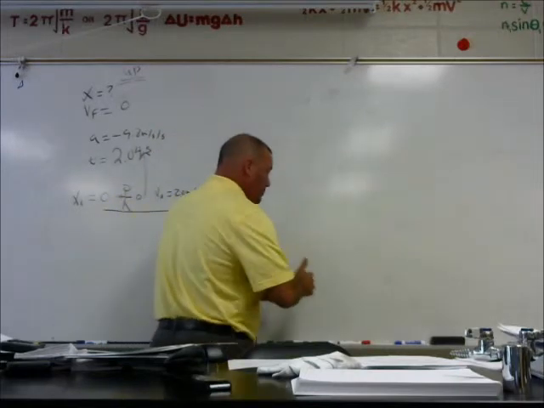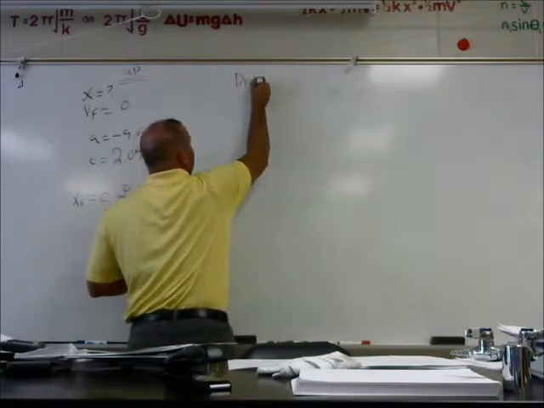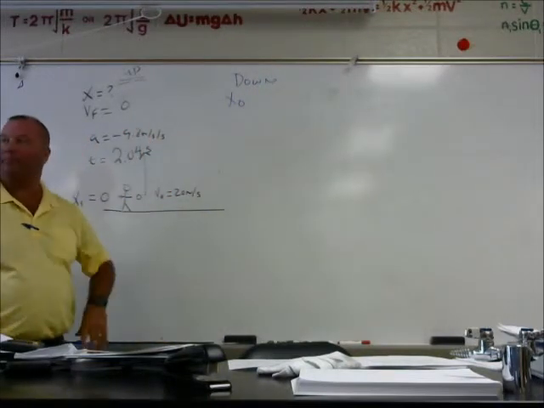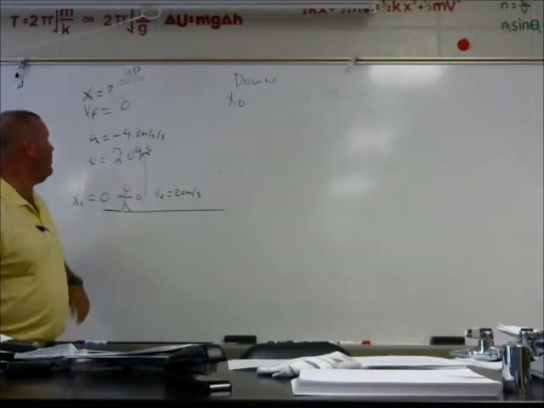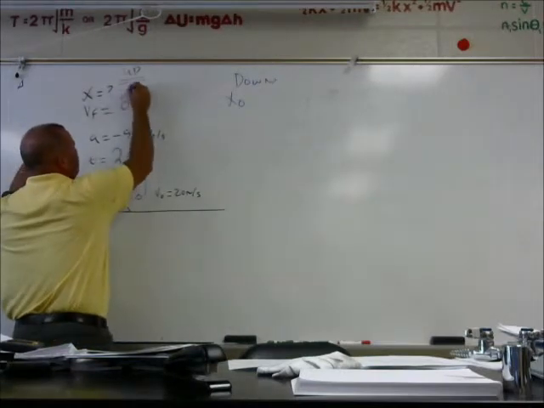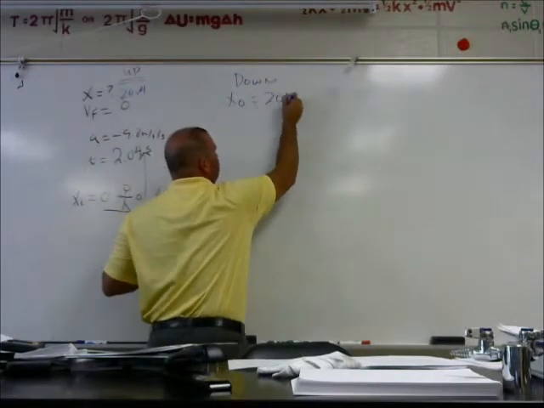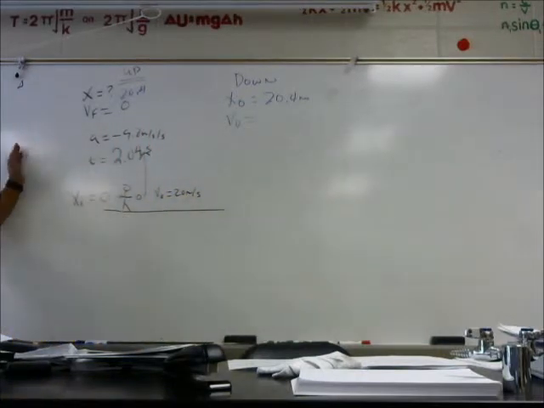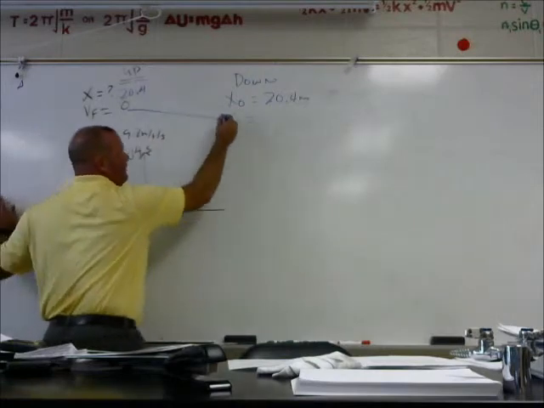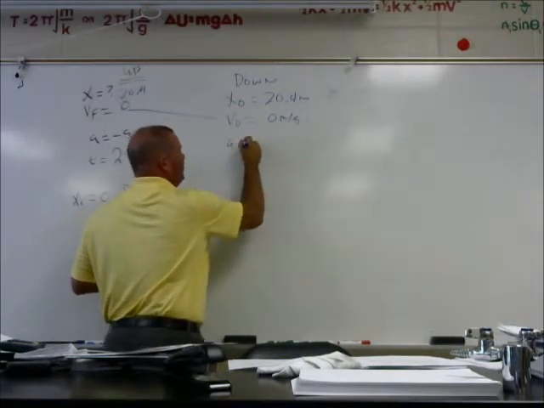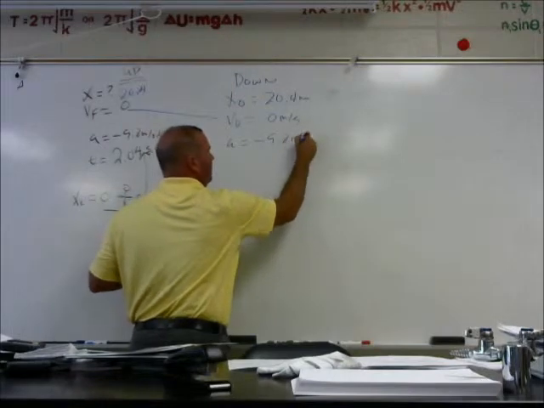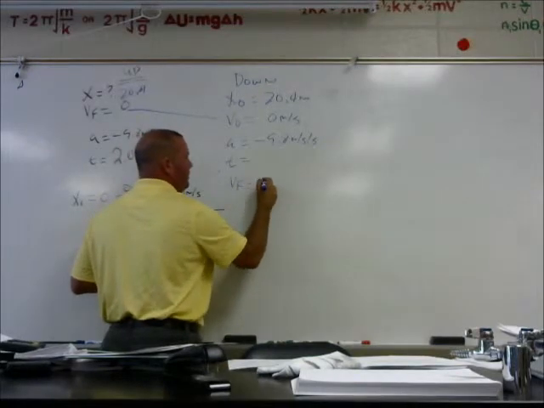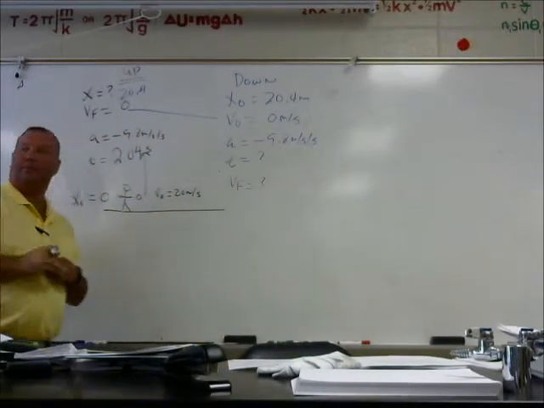So when I go to my down components, what is my initial position when I talk about the downward motion of the ball? Right, it'd be my final position here, which was 20.4. So my initial becomes 20.4 meters. My initial velocity here is the same as which velocity in the up? 0. My acceleration, still negative 9.8 meters per second squared. The time, we'll talk about the final velocity. Two things we don't know.